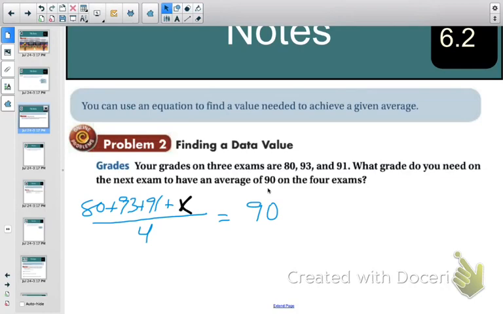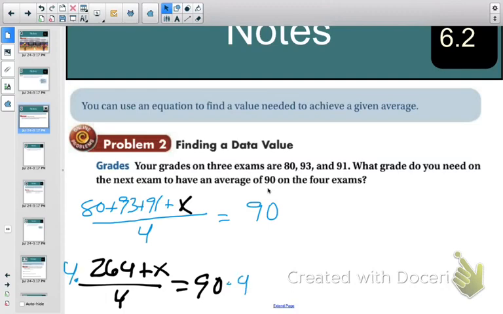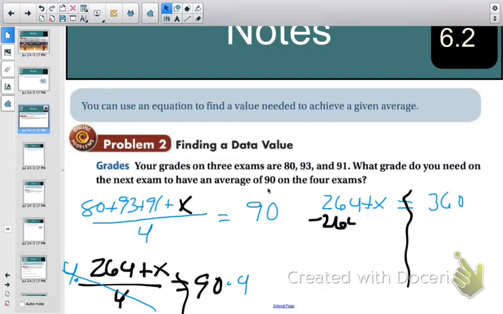What I want to do is probably add the tops there. So 80 plus 93 plus 91 is 264. So this is 264 plus the x on top, still divided by 4, equals 90. If I want to solve this equation, we need to get rid of the denominator first, so multiply by 4 on both sides. Those cancel. Then we get 264 plus x equals 360, 90 times 4. And then subtract 264.